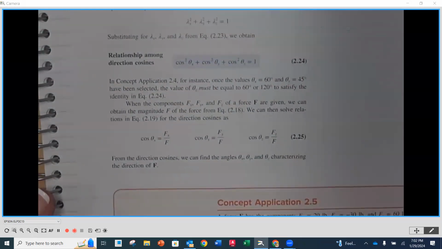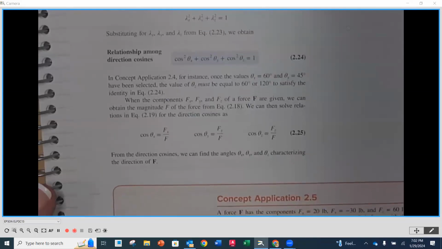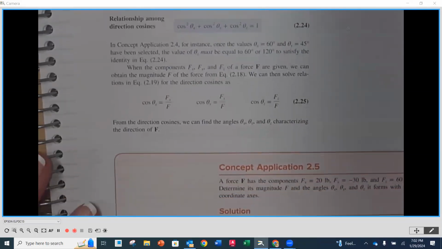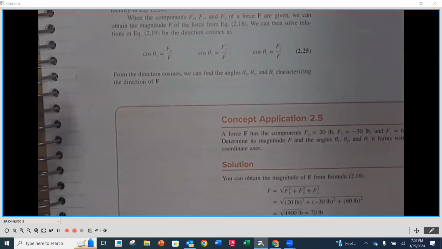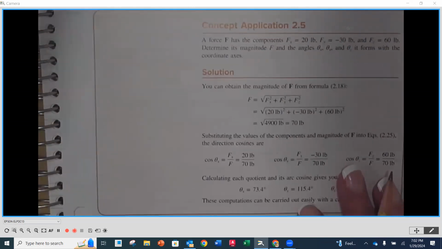I'll give you a chance to put that on. And then we're going to move down to our next concept application.